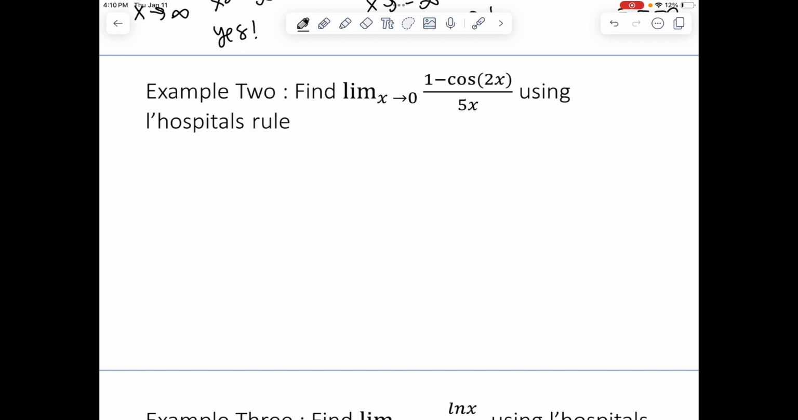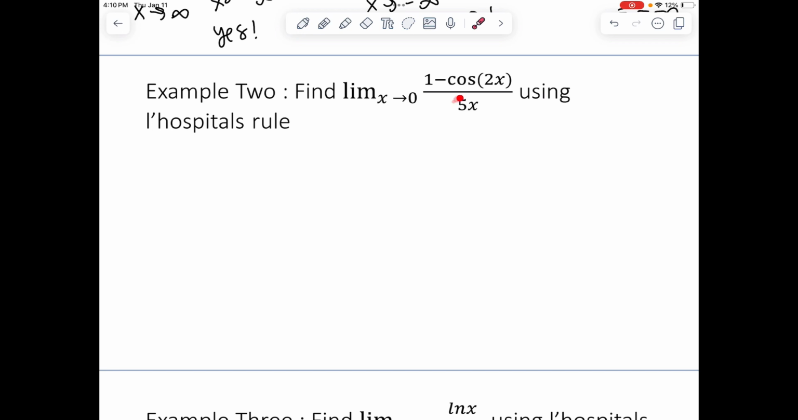So I want you to assume that you can use it, but on the test you might see a question like, could you use L'Hopital's rule here? Or you might not necessarily know that you need to use it. So for this one, find the limit as x approaches 0 of (1 minus cosine 2x) over 5x.